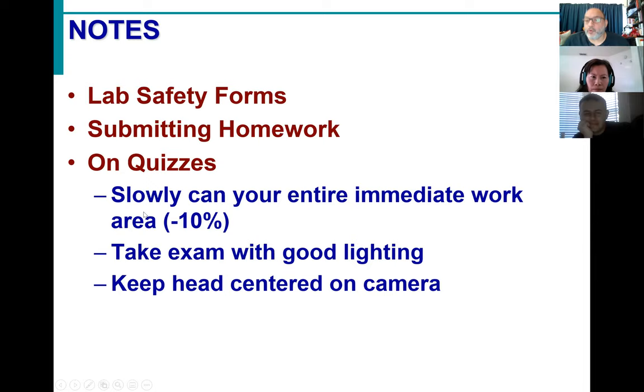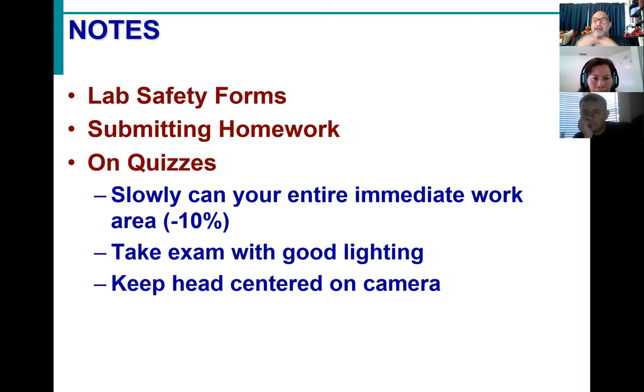Also, it is important to stay centered on the screen. I had a whole lot of exams that were going on like this. That isn't necessarily very helpful, right? Or when you're off the side of the screen like this, make sure you are on screen. And again, you have that image so that you're able to see that.